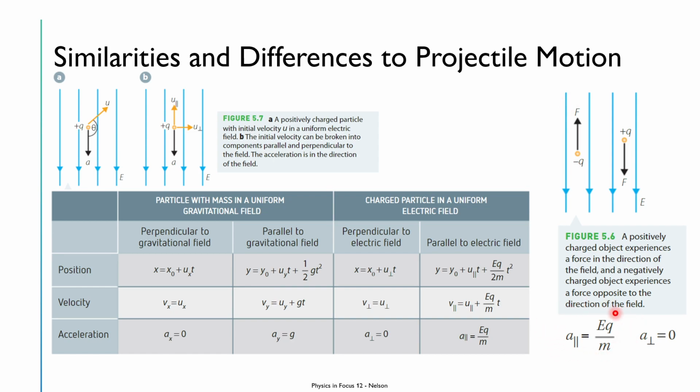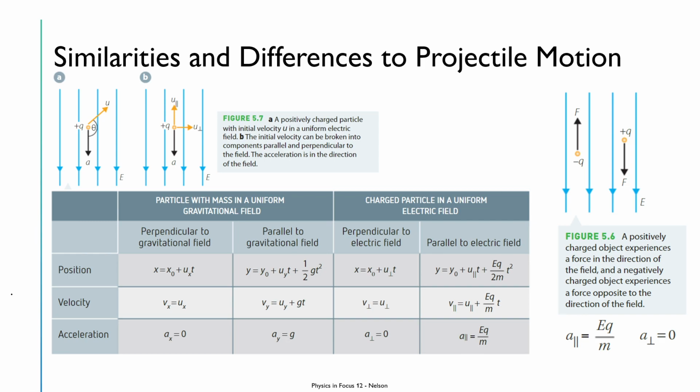In projectile motion, our a parallel to the field, or our y-axis, our acceleration in the y direction, was always just g, the acceleration due to gravity. However, this formula here, a parallel is equal to EQ on m, is going to be a lot more useful to you because this is going to be reflective of not just the electric field that the particle is in, but also the charge and mass of the particle, all factors which are going to influence its acceleration.